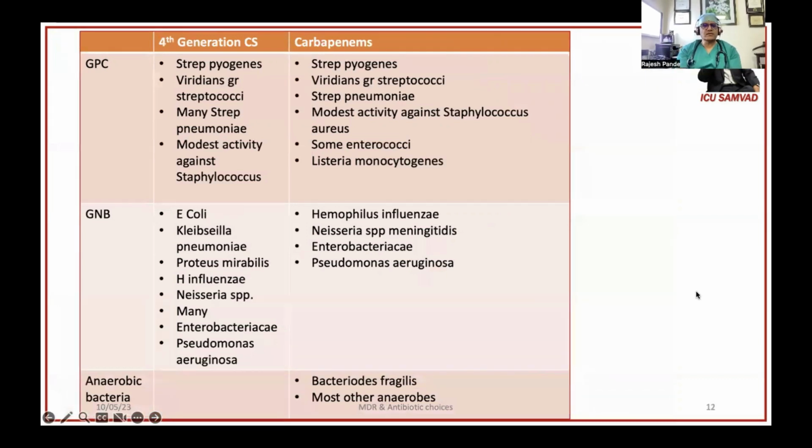And fourth generation cephalosporins, they cover a lot of gram positives, as you can see here, as well as a lot of gram negatives, including E. coli, Klebsiella, Proteus, H. influenzae, Enterobacteriaceae, and Pseudomonas aeruginosa. They do not cover anaerobic bacteria. Carbapenems have the largest cover, so a lot of gram positives, Listeria, and Haemophilus influenzae, Neisseria, Enterobacteriaceae, Pseudomonas. Then among the anaerobes, Bacteroides fragilis, and most other anaerobes. This is the spectrum.